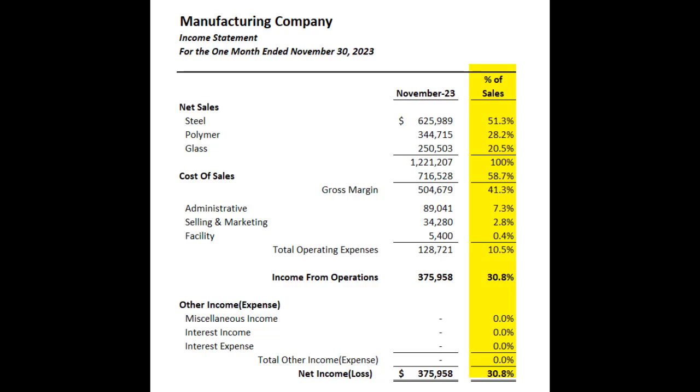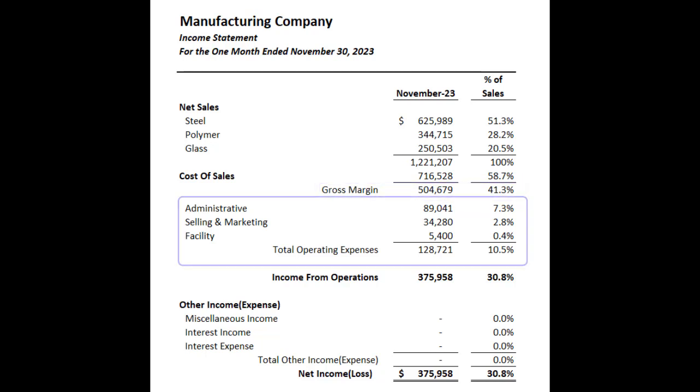So we can see in this example, the manufacturing company has a division for steel, polymer, and glass. And each of those represent 8% of the total sales. Same thing with cost of goods sold. That represents this percent of total sales. And then, of course, as we mentioned, this comes down to our gross margin. Sales less cost of goods sold equals our gross margin. Now, down here, you can see we have our admin, selling, and facility expenses. These are more or less known as our general administrative costs.